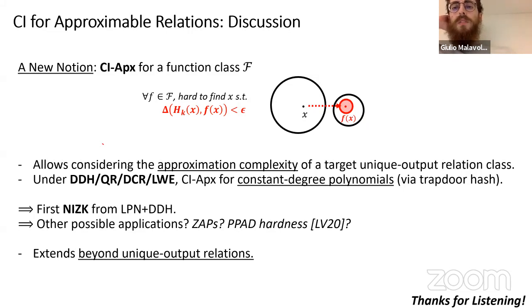You mentioned LPN. What's the noise regime that you need in order to instantiate? So we need the low noise. We need something around 1/√dimension of the LPN. I see. So yeah, constant is not enough.